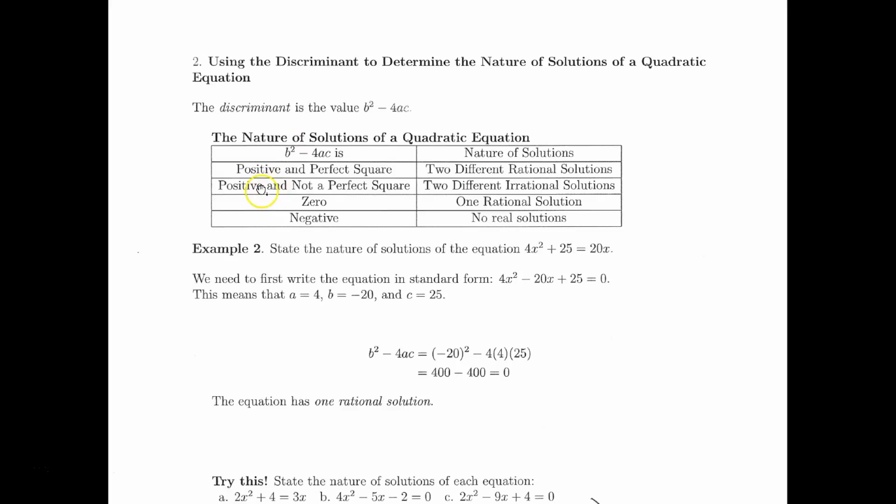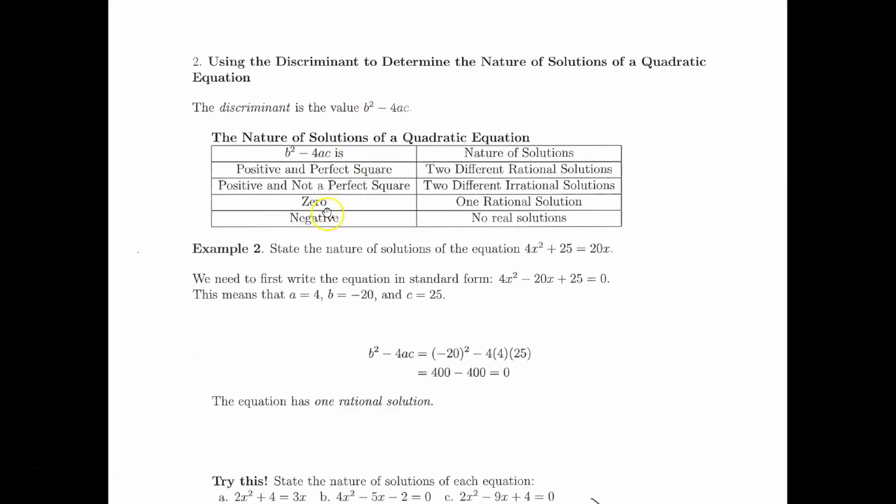If the discriminant is a positive number that's not a perfect square, we'll have a number plus or minus the square root of a simplified radical. And so what will happen is underneath the radical we won't have a perfect square, and those numbers that are square roots of non-perfect squares are irrational. So that's why we'll get two different irrational solutions.